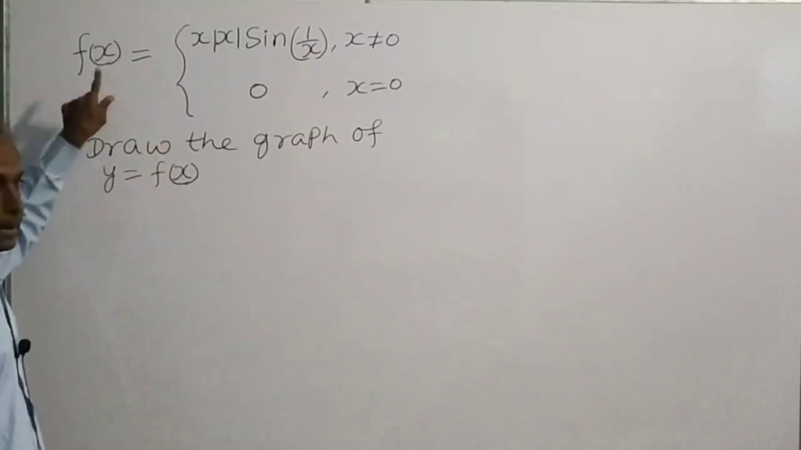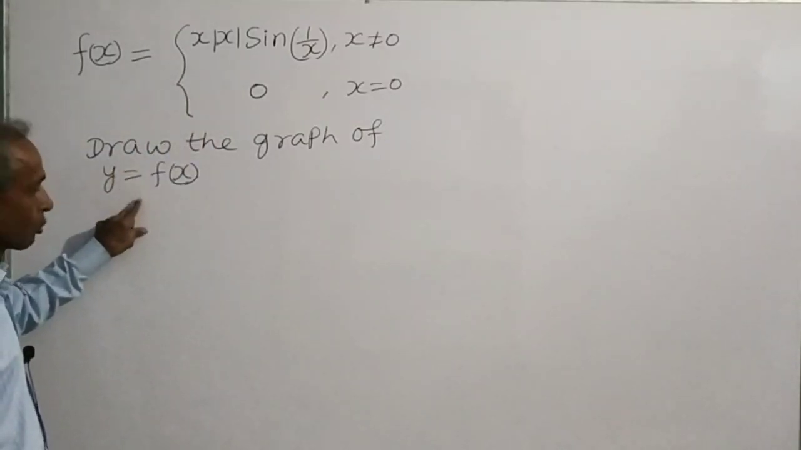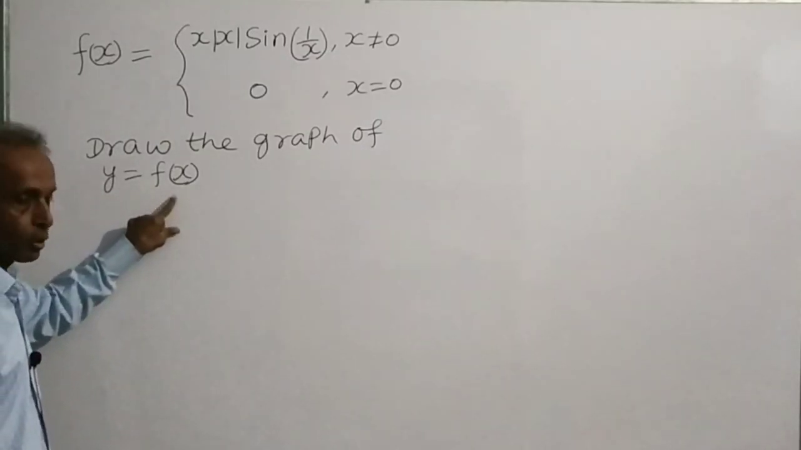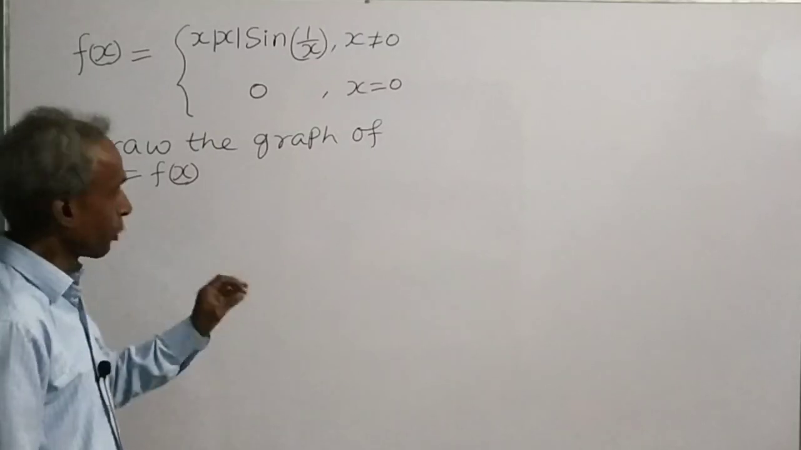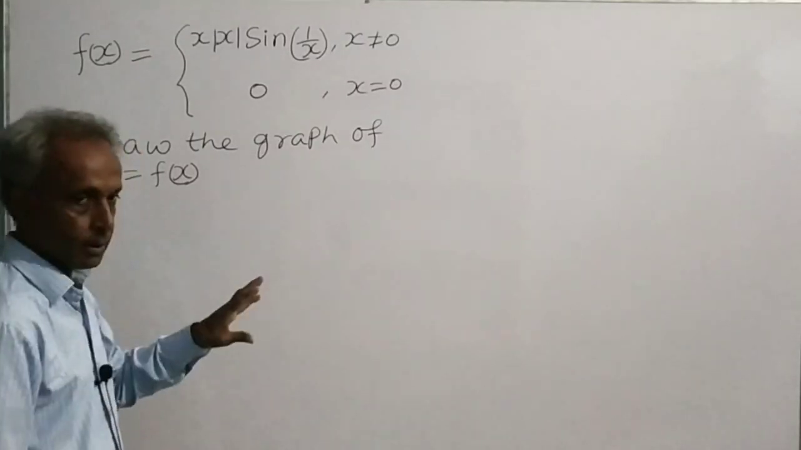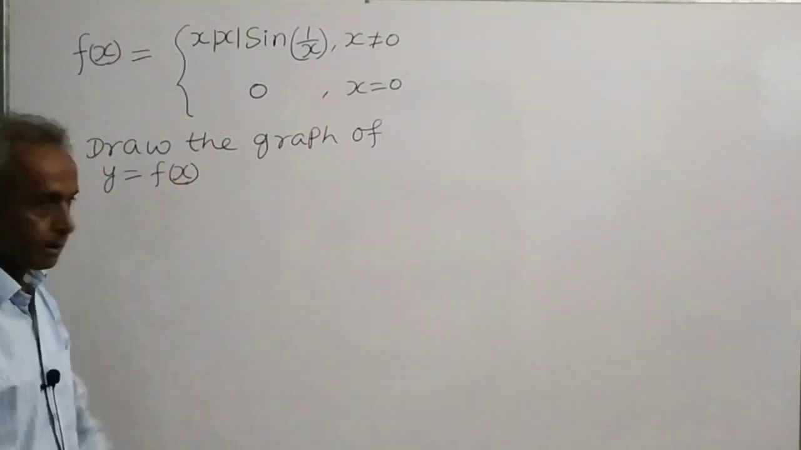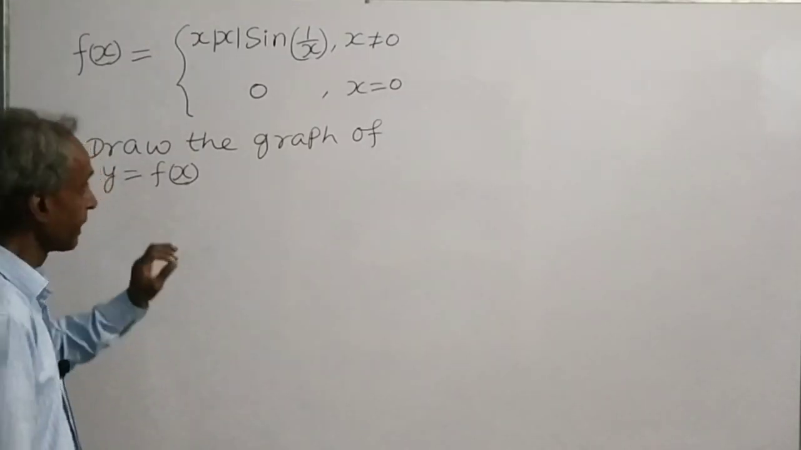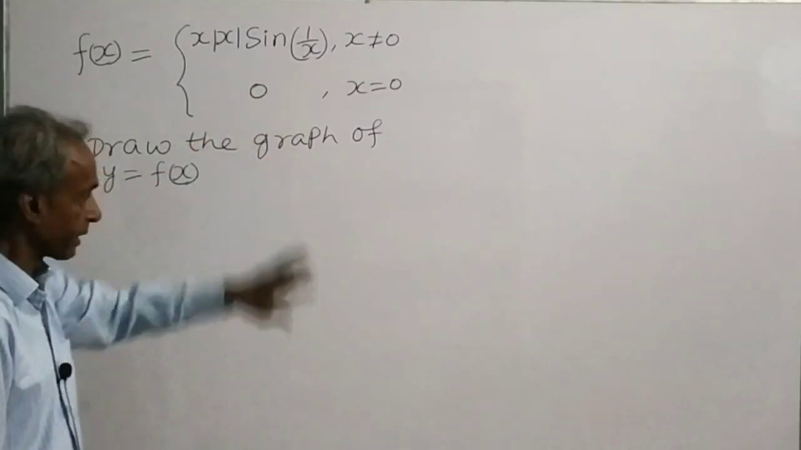f(x) is equal to this function. We want to draw the graph of y is equal to f(x). Before drawing the graph, we will have to make some idea about this function. We will have to collect some information relating to the graph of this function.